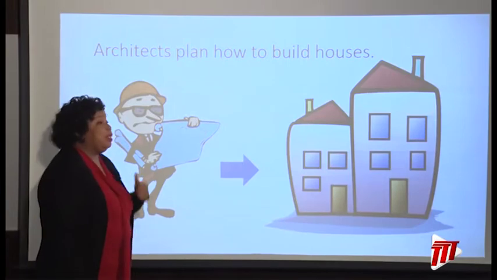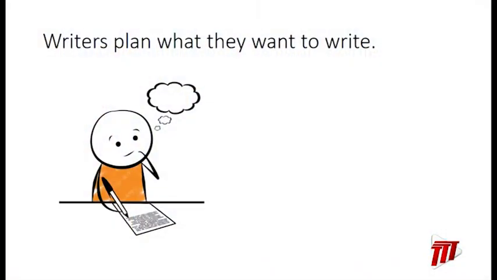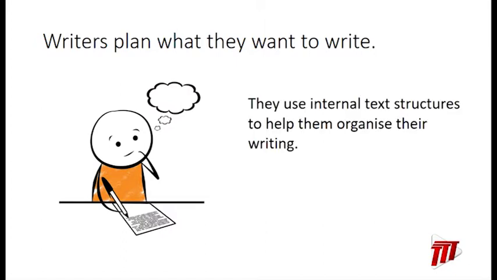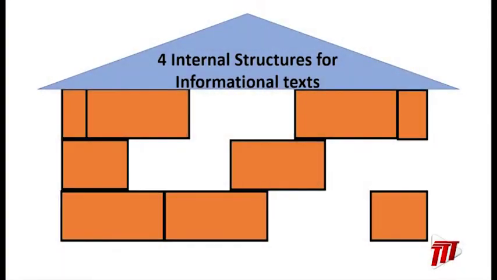Just as architects plan how to build houses, writers plan what they want to write. And when it comes to informational text, they use internal text structures to help them organize their writing. If we think about our writing like a house, we can use internal text structures to organize what's happening in that house. In this series of lessons, we're going to be exploring four main types.